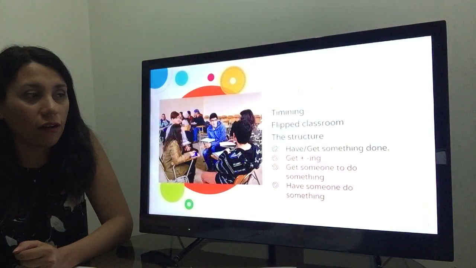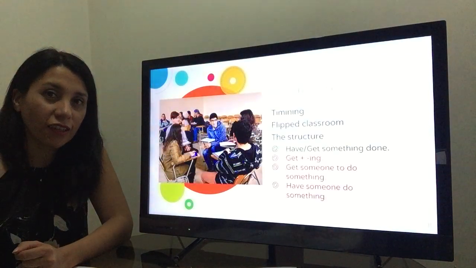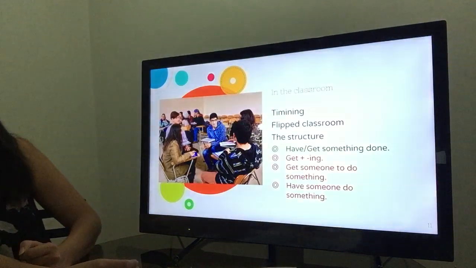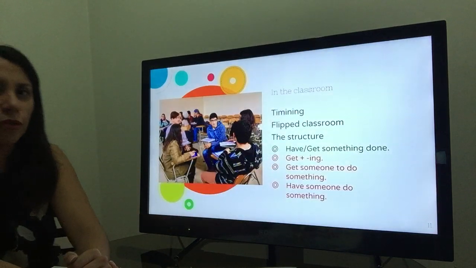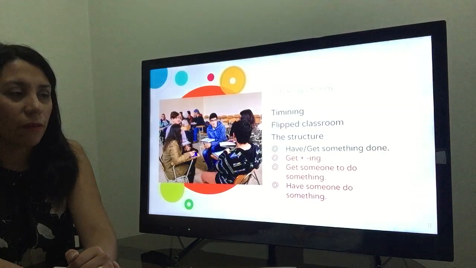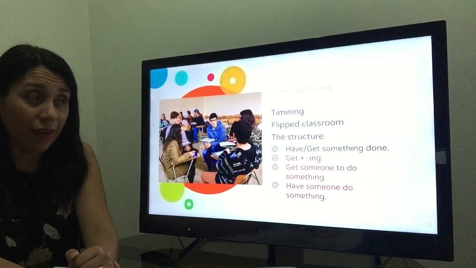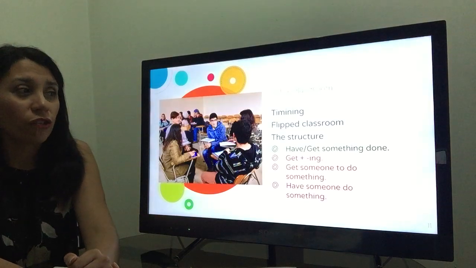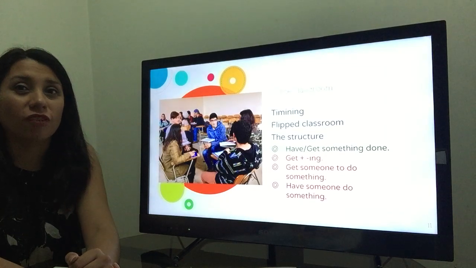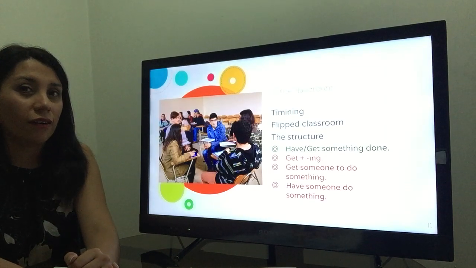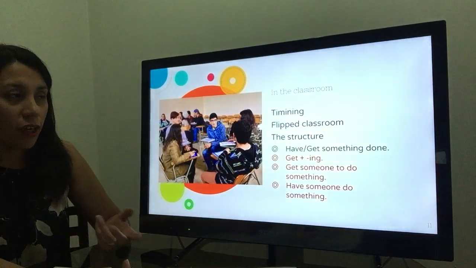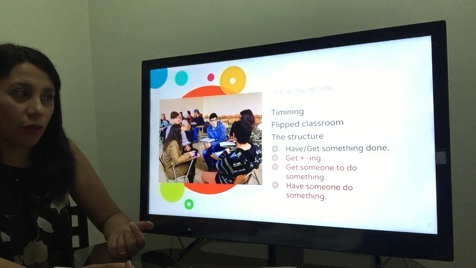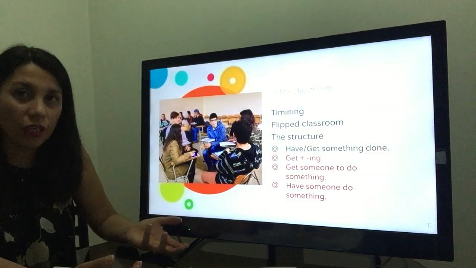Well, out of all the structures the program suggested, they could only use the first one. Well, probably you don't see very well. But the only structure they could actually get, and not so well, was the structure have or get something done. The other ones couldn't be acquired. And this is the group. That's my group of students. In fact, they are working on one of the activities I had originally planned.